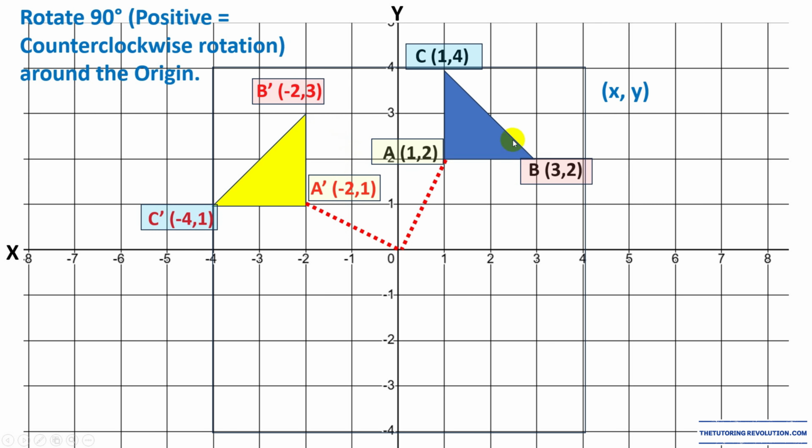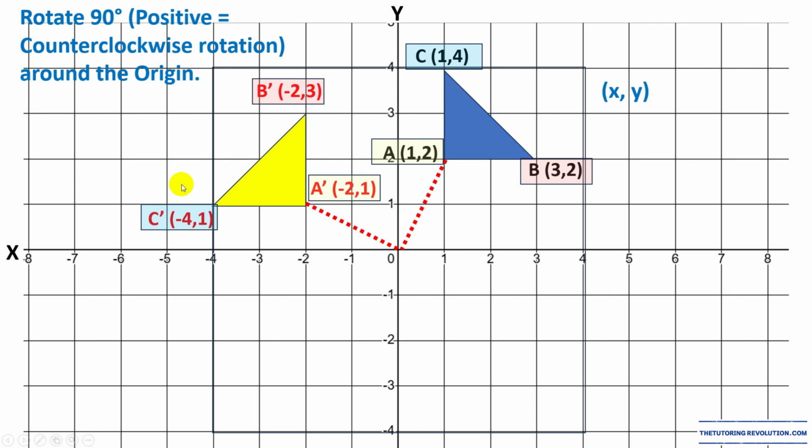For the B's it's the same thing. Here we have 3, 2. Here we're flipping the 3 and the 2, so it will be 2, 3, and we make this coordinate negative. And same for the C prime. In C it is 1, 4, and in C prime it is -4, 1. Again, we flip these two and we make this coordinate negative.